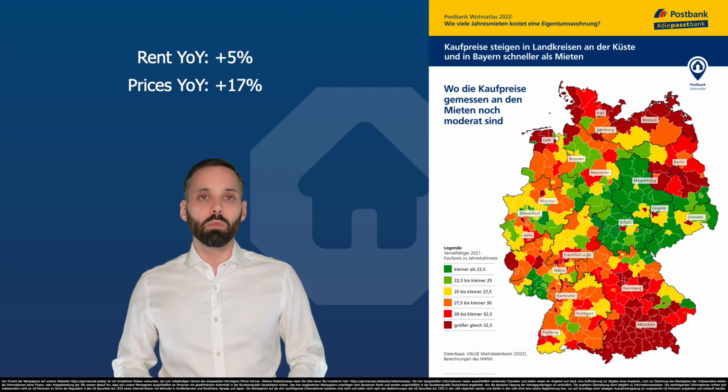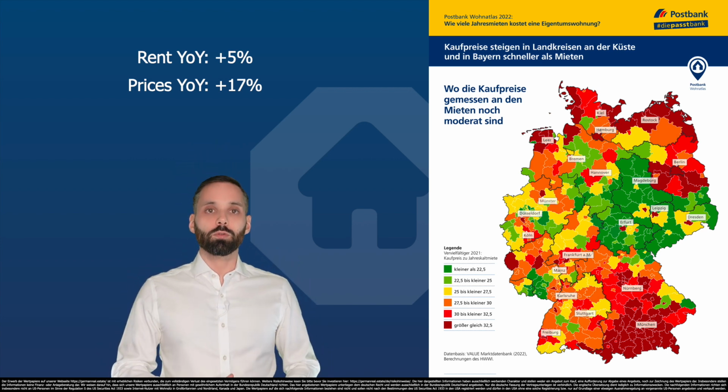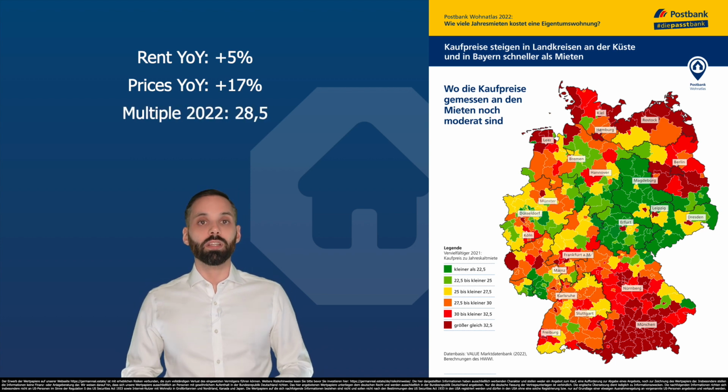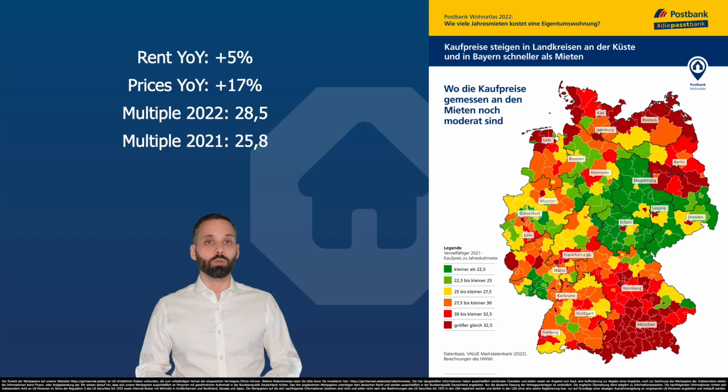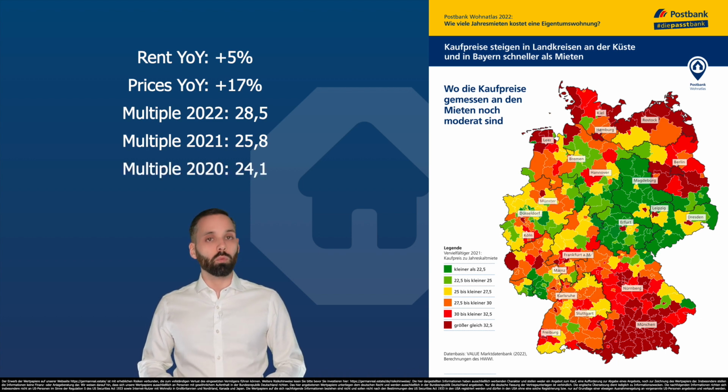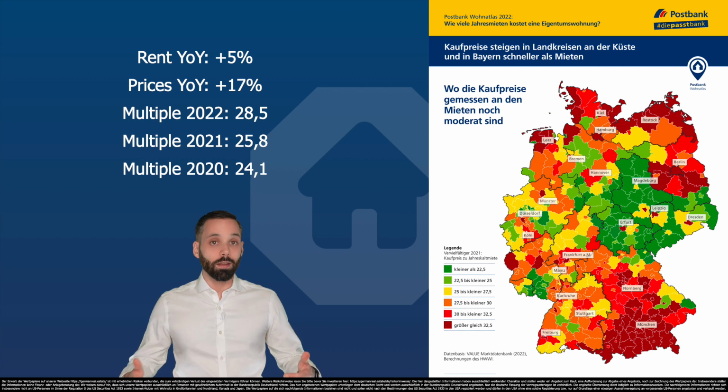And that's why the average multiple on this map here is 28.5. In 2021, it was 25.8. And in 2020, it was 24.1. And this trend will most likely continue over the long term. So if you're interested to invest in real estate in Germany, then you might want to go ahead now before properties become less and less affordable right in front of you.